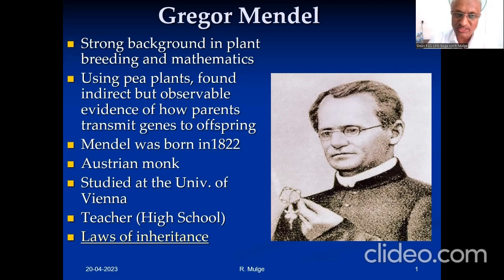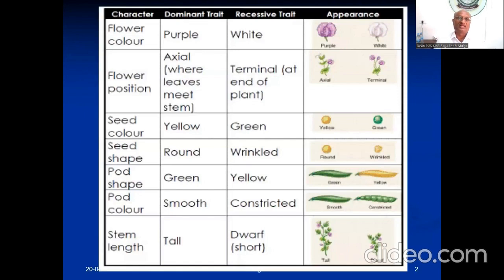One character, three important laws that Mendel brought out: the law of segregation, the law of independent assortment, and the law of dominance. That is known. And what characters he used for study, like the flower color, purple and white, peas, right? And that's what he found out.